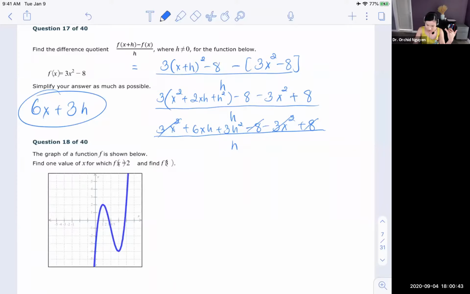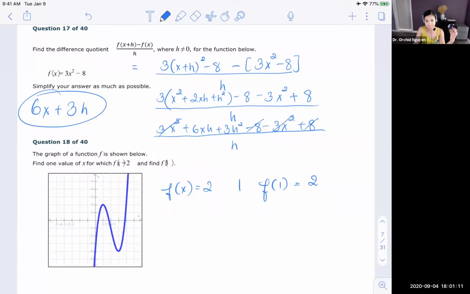The y value is right here. That's when y equals 2, and when y is equal to 2, x equals 1. So that's going to be the value. So that's going to be 1, because f of 1 is 2.